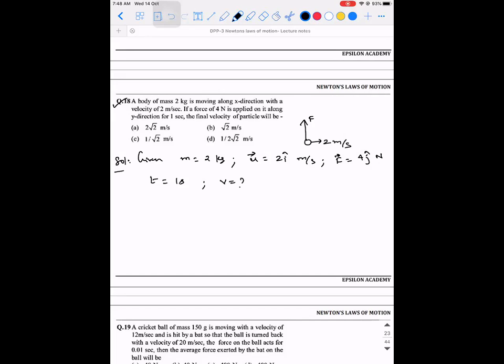So wherever they say force is applied for a particular duration, then indirectly what are they trying to speak about?